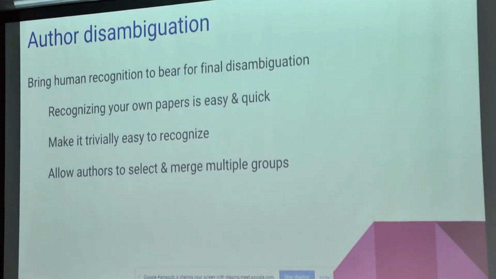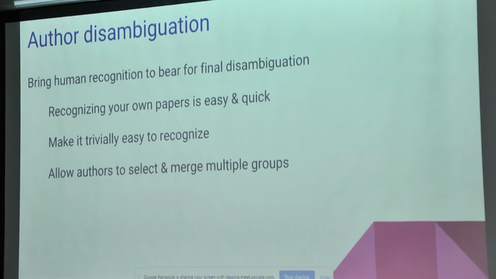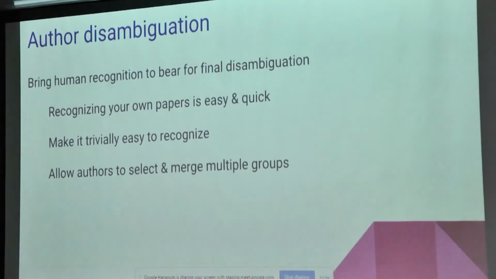So how do we then also apply this? Here we bring human recognition to bear. Recognizing your own papers is a snap of a finger. You look at them and say, hey, those are mine. If you can make it trivial to recognize which group is yours, and to allow the author to pick many such groups, you can relatively easily collapse the ambiguity that you just created by giving up some recall. Next slide, please.